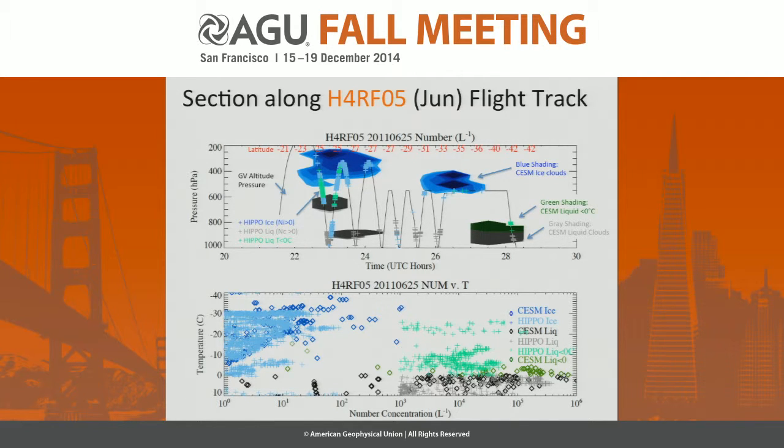So this is this one flight, and here's the latitude. So we're headed down to New Zealand. This is landing in Christchurch here.